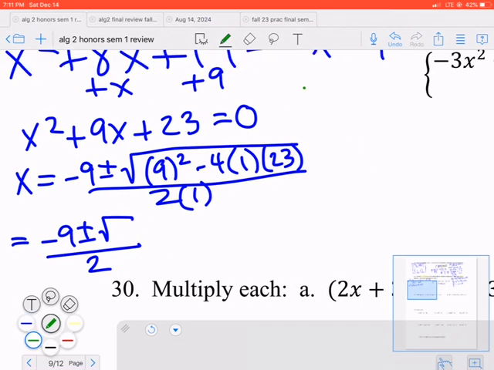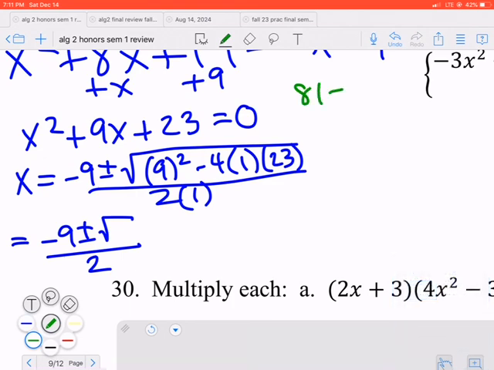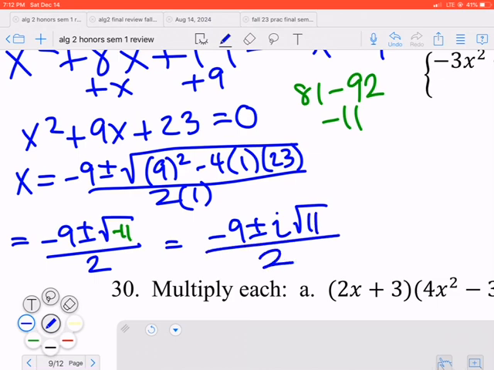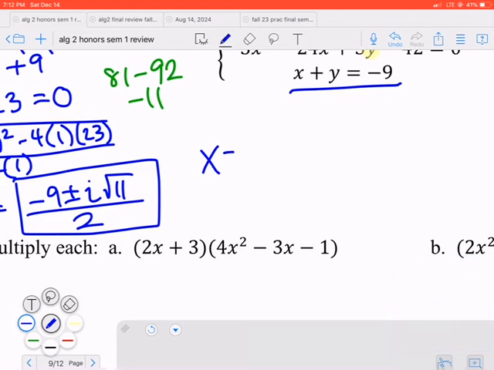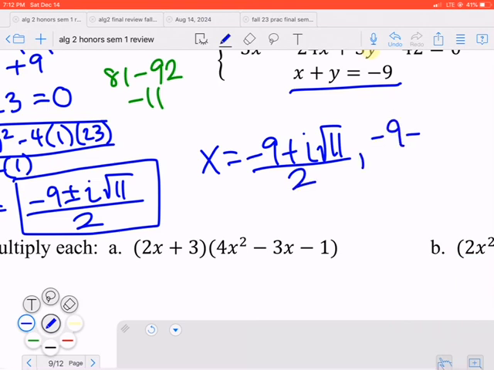And under the radical, 81 minus, calculator, 4 times 23 is 92. 81 minus 92 is negative 11. 11 is prime. I can't simplify that part of the radical, but I could take the negative out. Negative 9 plus or minus i times the square root of 11 over 2. So those are our two x values. Remember, that is 2 answers. Negative 9 plus i root 11 over 2, and negative 9 minus i root 11 over 2.